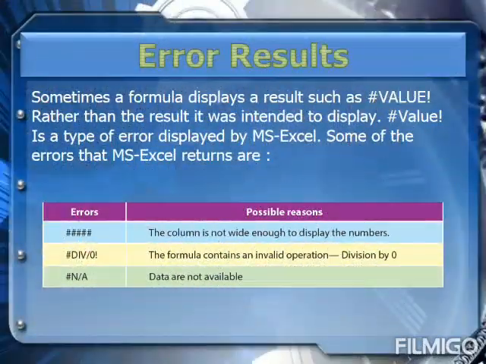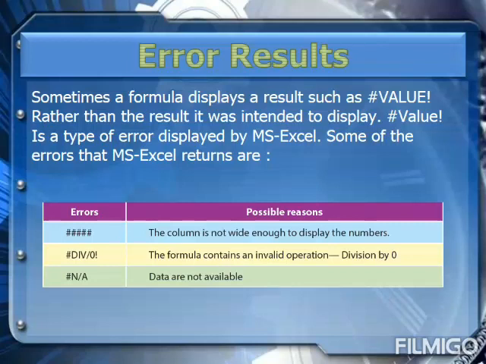Error results. Sometimes a formula displays an error result, such as a number sign, rather than the result it was intended to display. These are basically the types of errors in MS Excel. Some other errors in MS Excel are the hashtag error. The column is not wide enough to display the numbers.